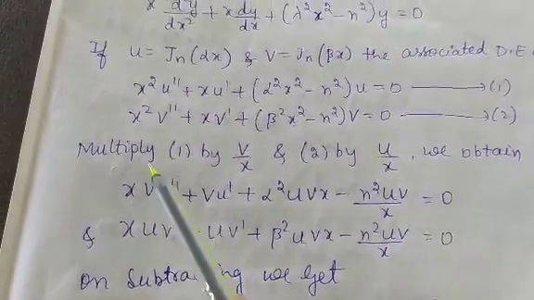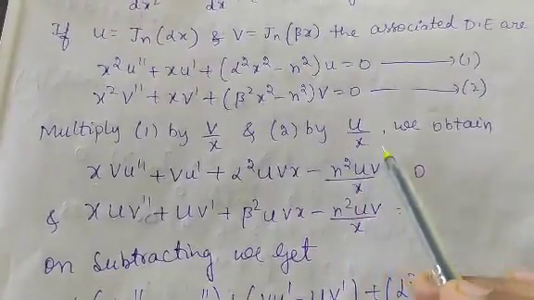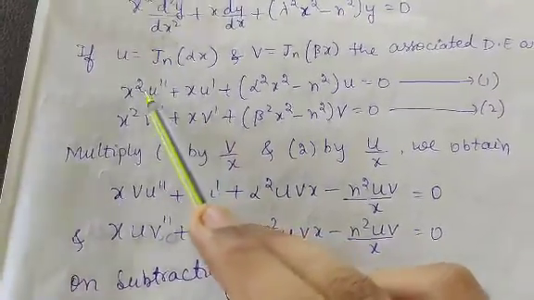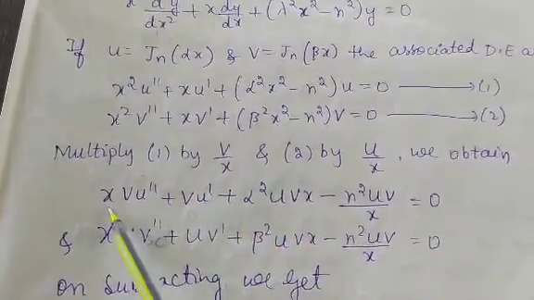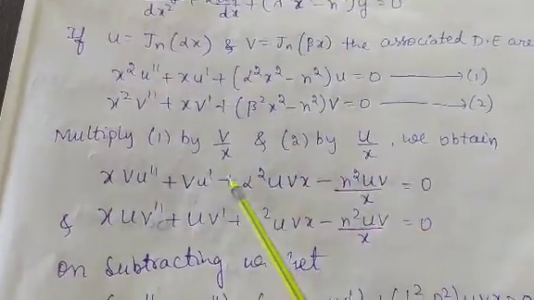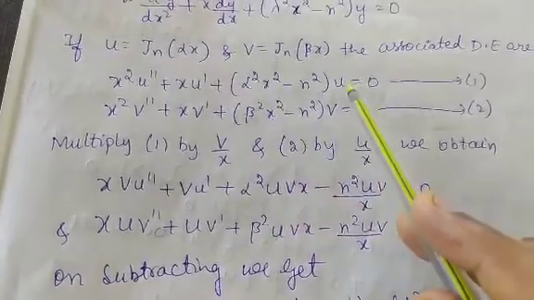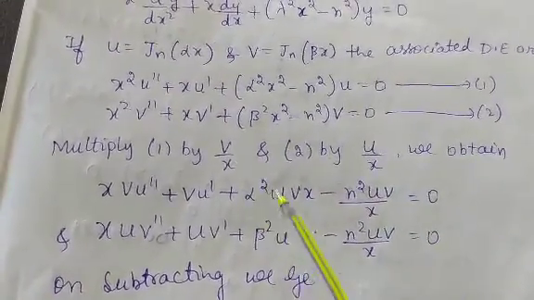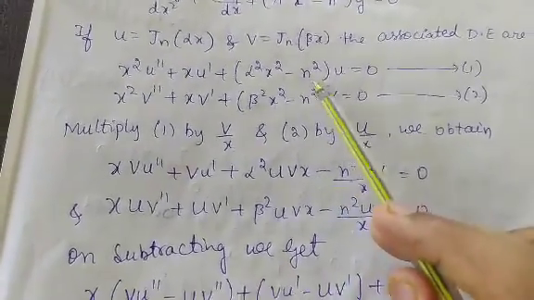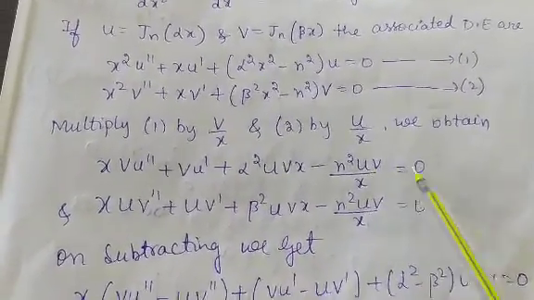What is the next step? Multiply equation 1 by v by x and multiply equation 2 by u by x. So we multiply this equation by v by x; x and x get cancelled. The remaining terms are x v u double dash plus v u dash plus alpha squared u v x minus n squared u v by x equals 0.